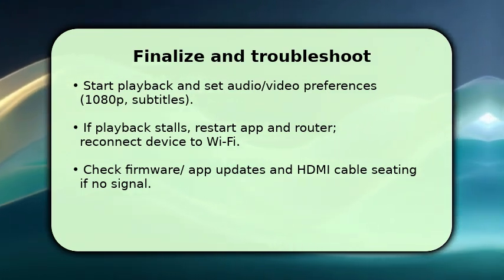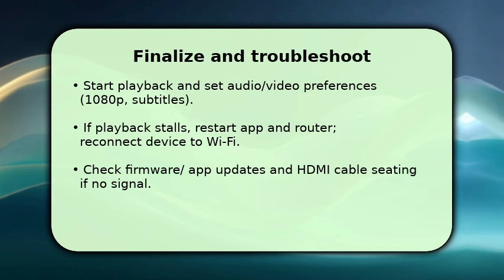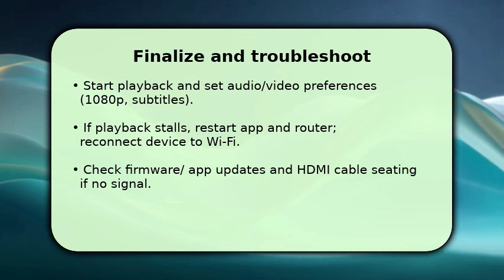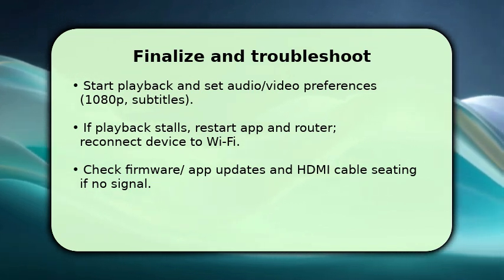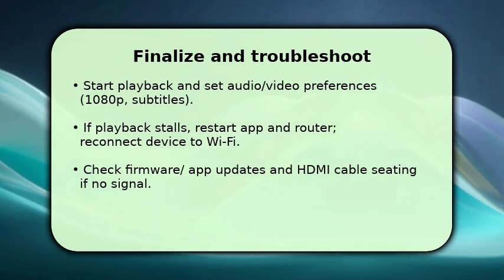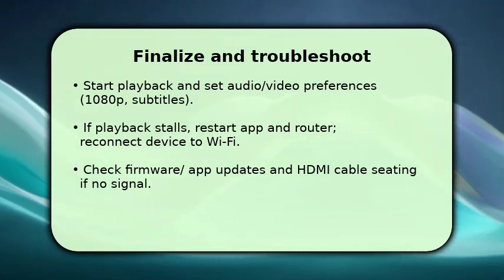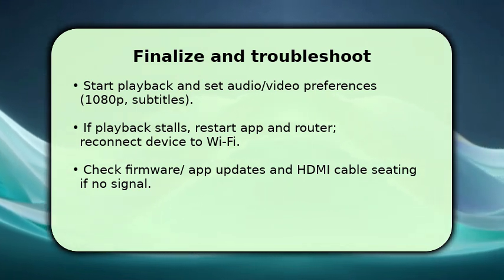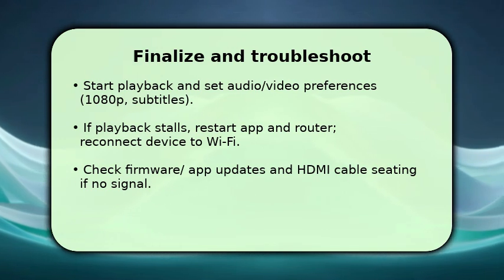If video won't play or stalls, first restart the Iwanttfc app and, if needed, reboot the TV or streaming device. Then power cycle the router and reconnect the device to the same Wi-Fi. If you still see no image, check HDMI cable seating or update the app and TV firmware. These fixes resolve most compatibility and signaling issues quickly.